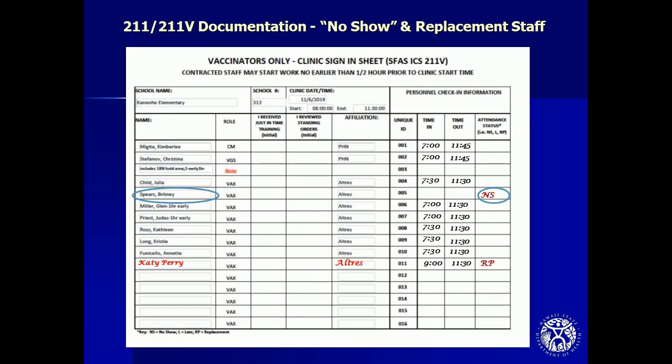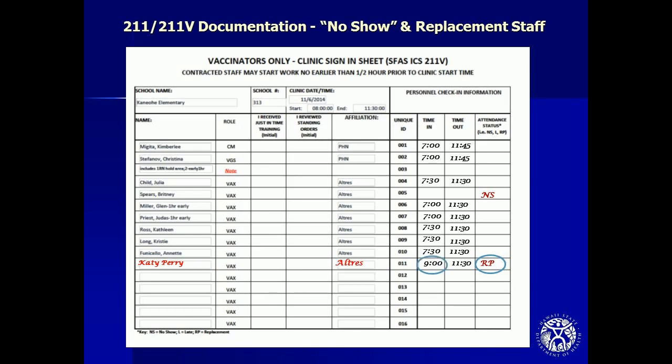This is an example of documentation for a situation where an assigned staff did not show up to the clinic, and another staff was sent as a replacement. Britney Spears was the no-show, and NS is written in the attendance status column to indicate this. Because Britney was a no-show, the clinic manager requested a replacement staff from the vendor. Katy Perry was sent as the replacement staff, so her name and affiliation were added to the list. Her designation as replacement staff is noted by the RP in the attendance status column.